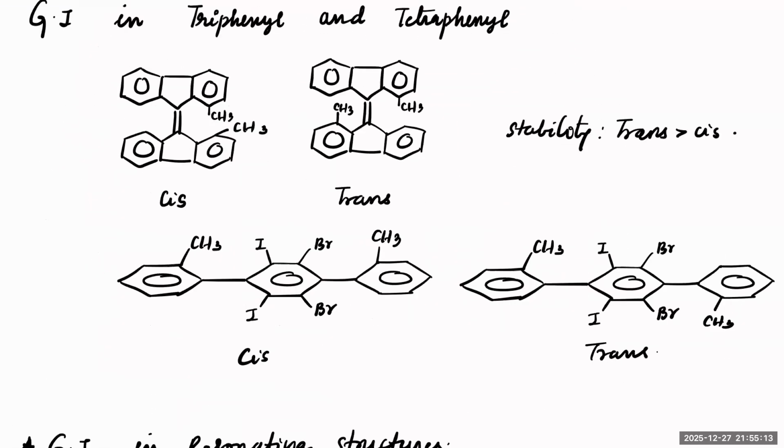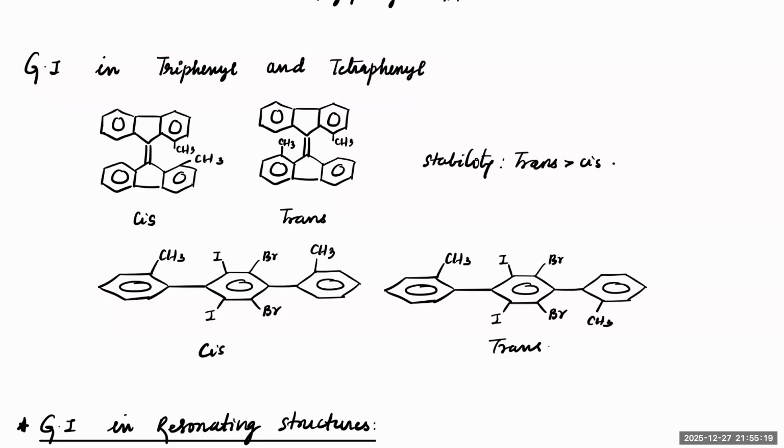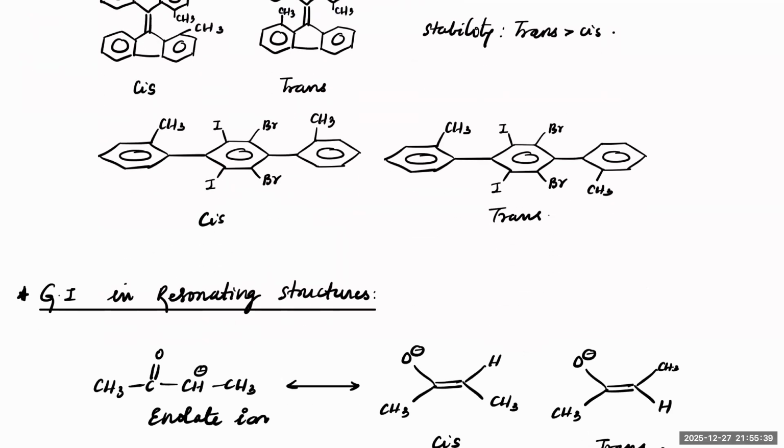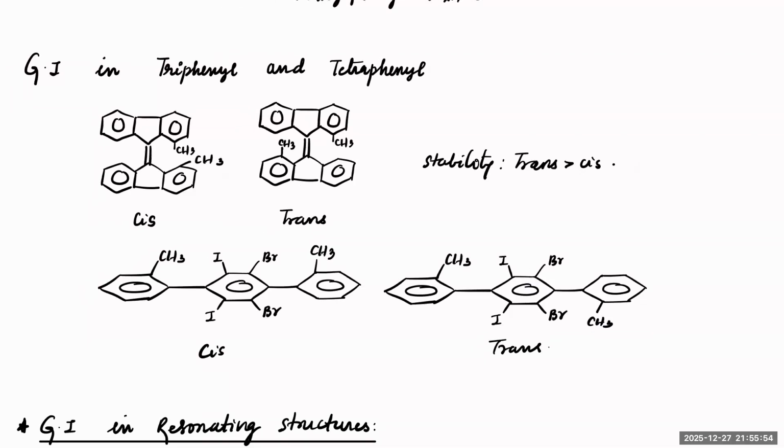Next, check out geometrical isomerism in triphenyl and tetraphenyl groups. You can see if you have a cis and trans form here, basically methyl and methyl are at close distance. Here methyl and methyl are at far distance. That's why it is cis and trans. Trans has less repulsion, so trans is more stable than cis. In this case, this form is cis because this methyl and this methyl are on the same side. Here you can see this methyl and methyl are on the opposite side, so this is the trans isomer. This is in triphenyl or tetraphenyl structures.